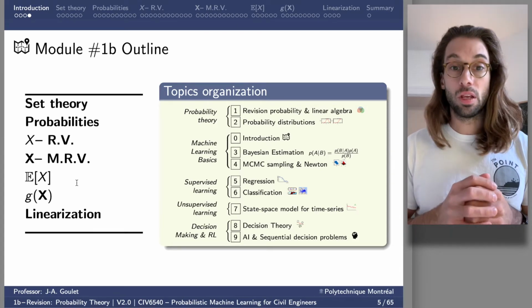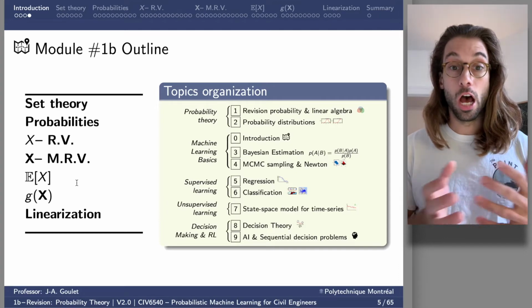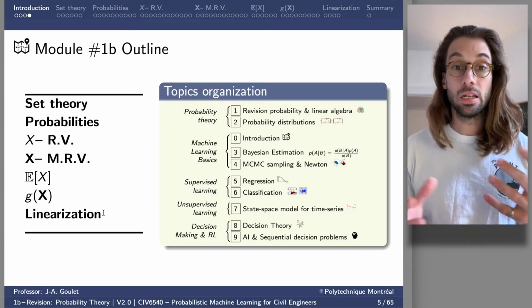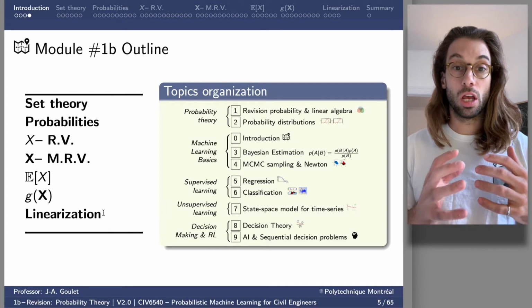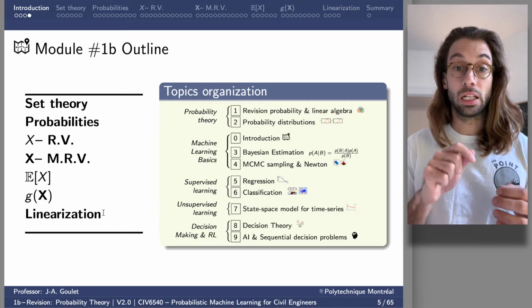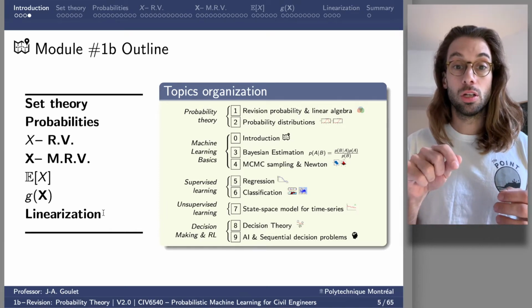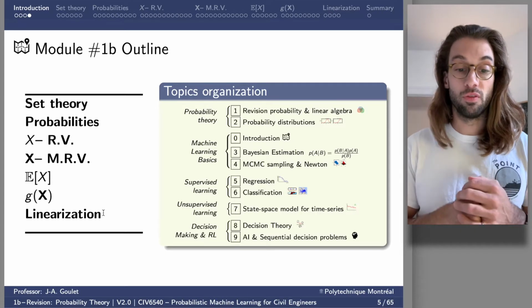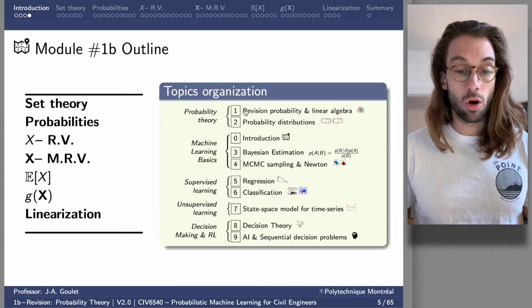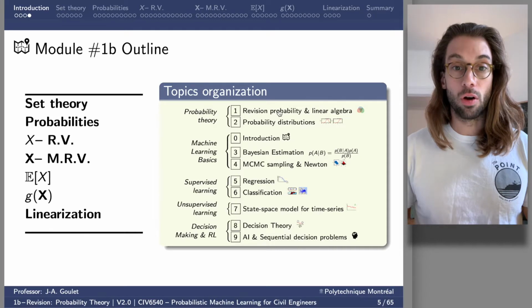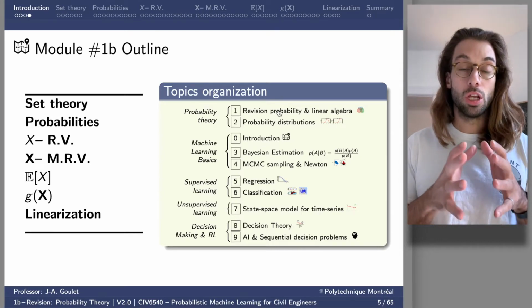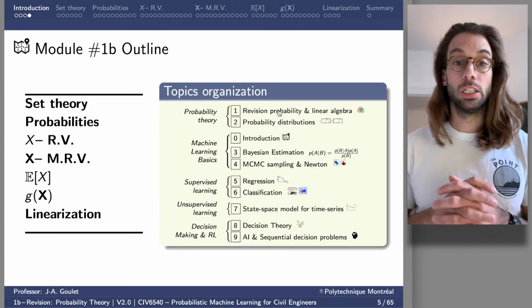And finally, what happens if these functions are nonlinear? We're going to see how we can linearize a nonlinear model for the purpose of being able to analytically handle nonlinear functions of random variables. So this is again in our module 1, the second part of our revision, according to the basics of probability theory.